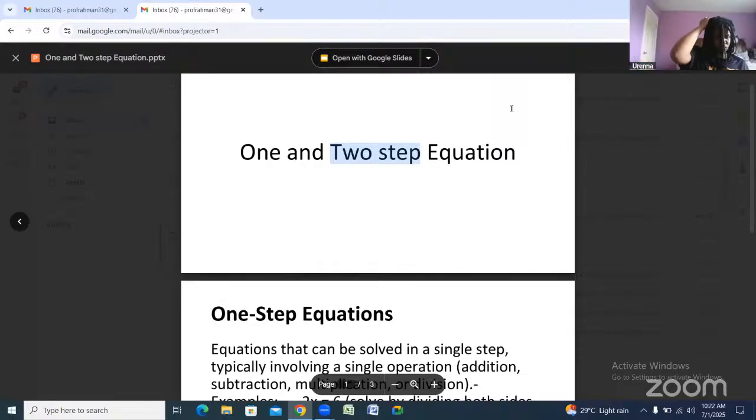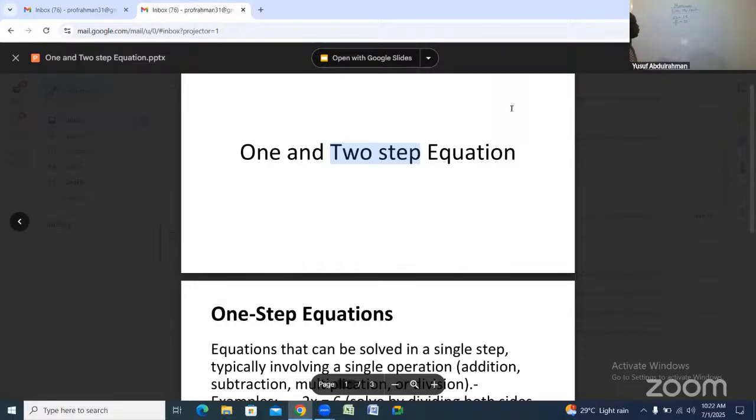Okay. All right. Another way we can have a one-step equation is when we have, let's say, 2x. Let's say we are given 2x equals 14. Is that clear? 2x equals 14. Then also, let's say we have m over 5 equals 10.